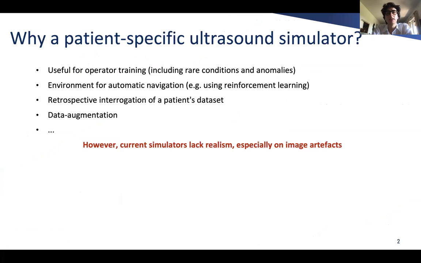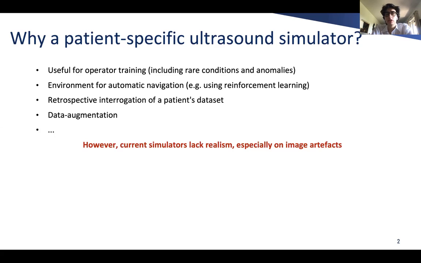Well, firstly, it can be greatly useful for training clinicians, especially regarding case repeatability of rare conditions and anomalies. Currently, clinicians train either by scanning synthetic phantoms, which lack true physiological artifacts, or by scanning real patients under the supervision of an expert, which can be really stressful for the patient. It follows that there is a great variance when it comes to diagnosing rare cases and conditions.